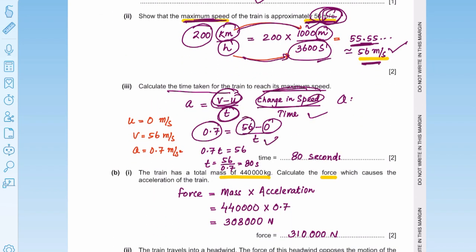The question is given, find the time, so rearrange it. If you rearrange it, 0.7 times t equals 56. So t equals 56 over 0.7. So we got this answer, that is equal to 80 seconds.